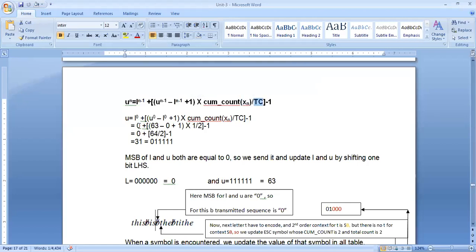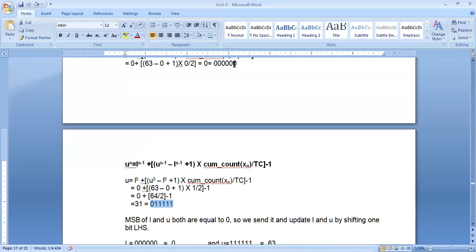So put the values: 0 plus (upper bound 63 minus 0 plus 1) multiplied by the cumulative count of xn, which is 1, divided by the total count, and the total count in the table for second order context is 2, minus 1. So we calculate this, and we find the value 31. The conversion of this 31 into 6-bit binary format will give you 0 followed by 5 times 1. Now we find the lower bound is 6 times 0 and the upper bound is 0 followed by 5 times 1.